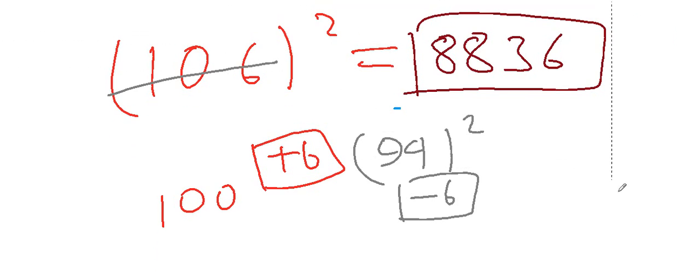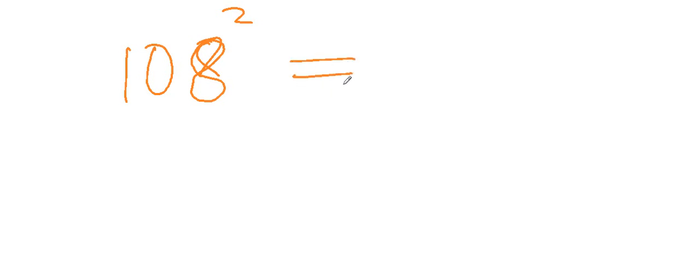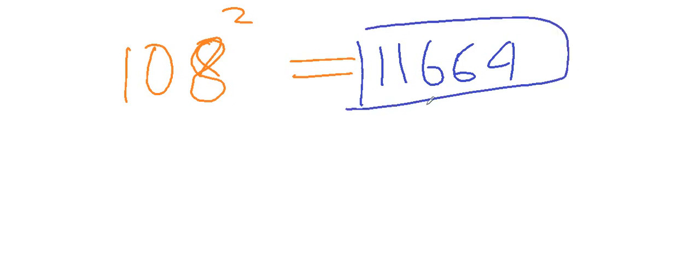So let's try another example and see what can be done. Let me take a number like 108, and we want to calculate the square of this number. First step, we have 100. We add double of 8 to 100. Double of 8 is 16, and 100 plus 16 is 116. Then we write the square of 8, which is 64. So the answer is 11664.